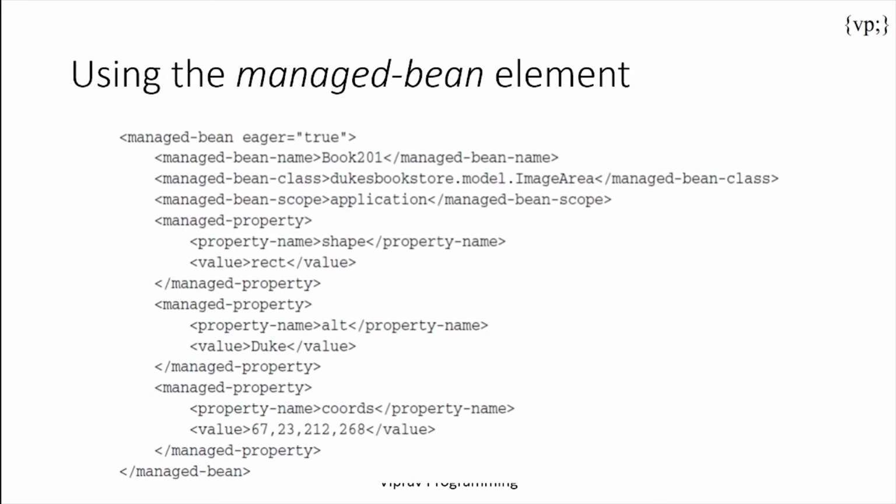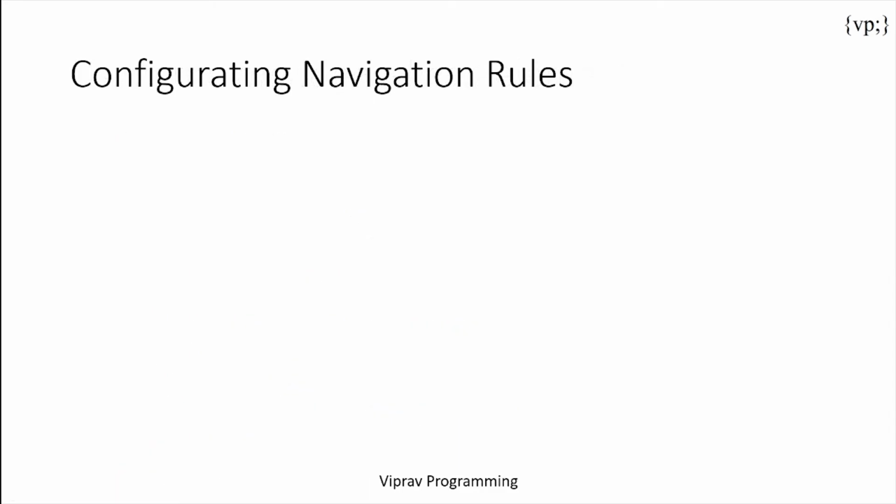Now, let's take a look at this example of using the managed bean element. So, this example is from the application configuration resource file from Duke's bookstore case study. And over here, you can see that we have our managed bean element, which is used multiple times over here, which can be used to set the eager to be true, set the book name, class, scope, property, and so much more.